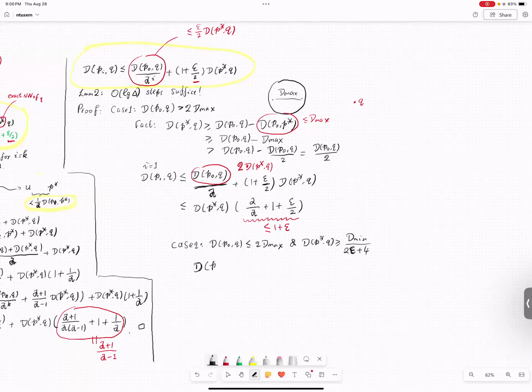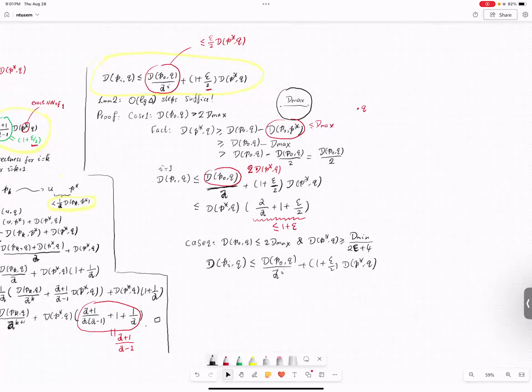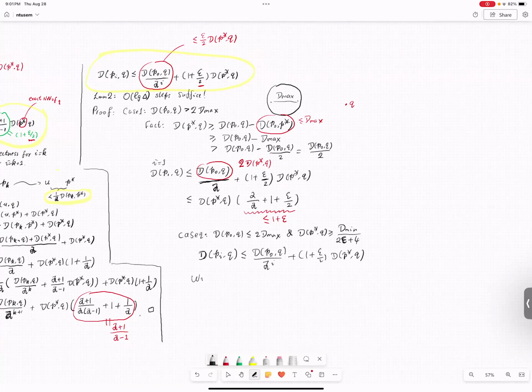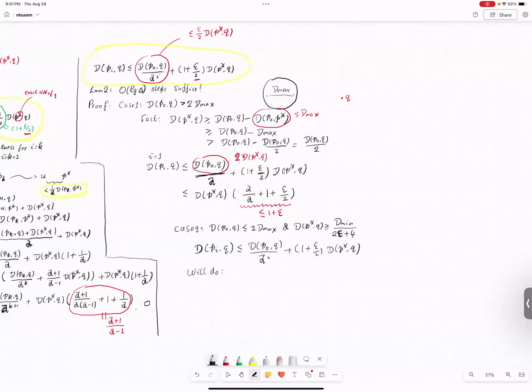valuable inequality there. So now we know this d P I Q is less than or equal to, let's just copy that, d P0 Q over alpha to the power of I, and then plus 1 plus epsilon over 2, and then d P star Q. All right, that's cool, right? So what we want to do is make sure that this term, this term here, okay? So we want to make sure that this term, let's make it down here.